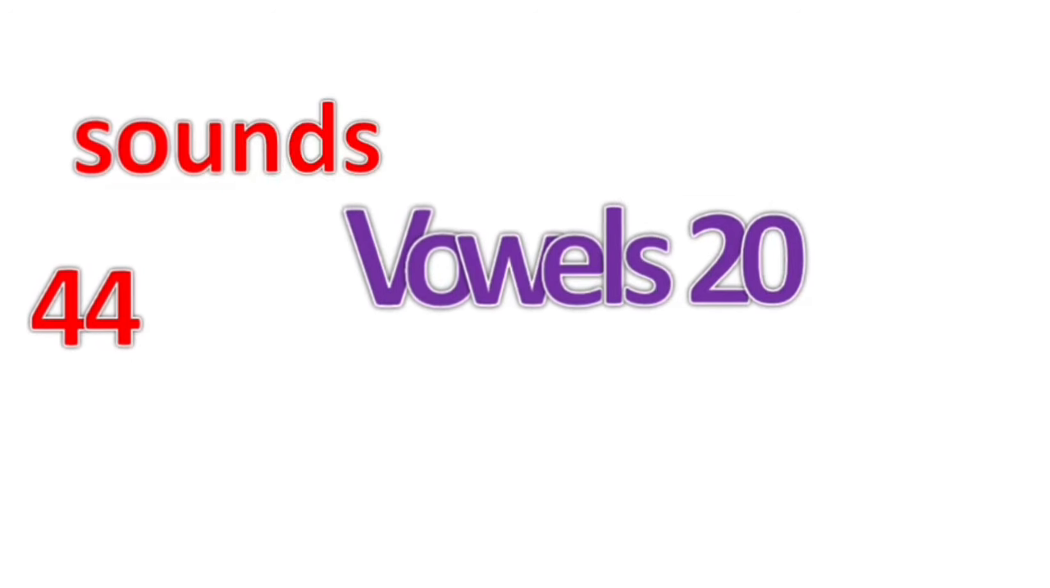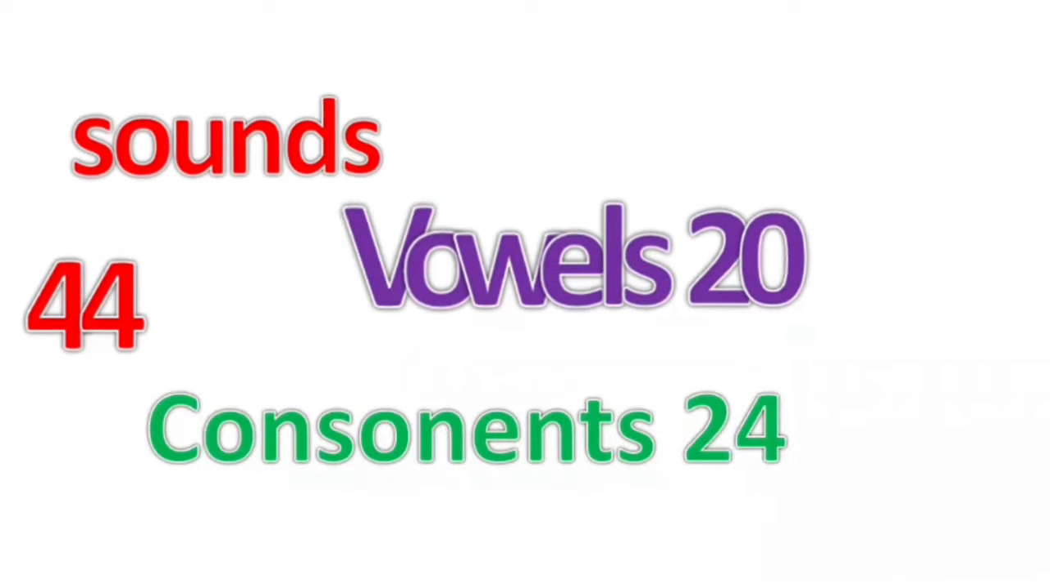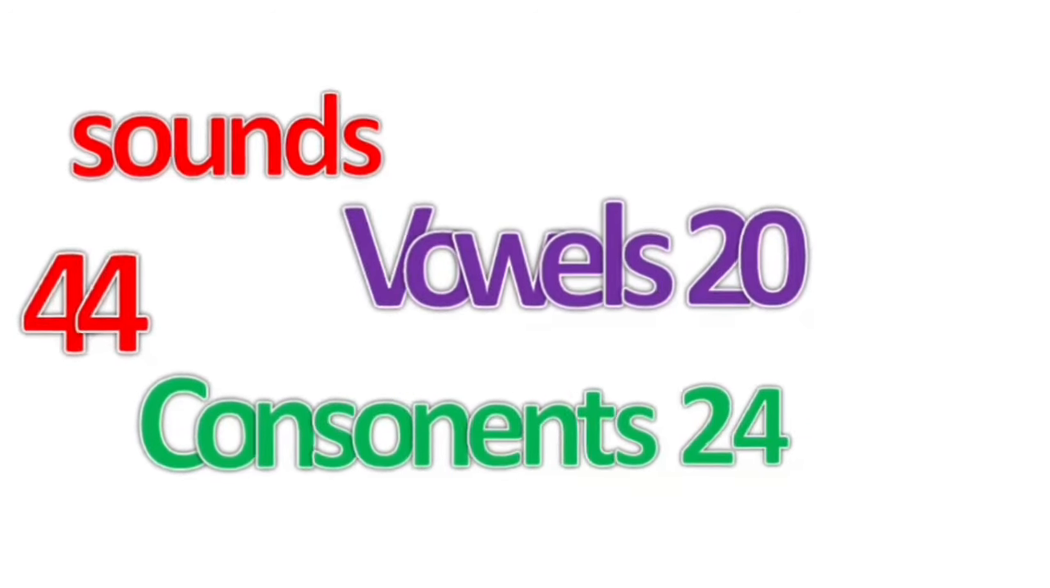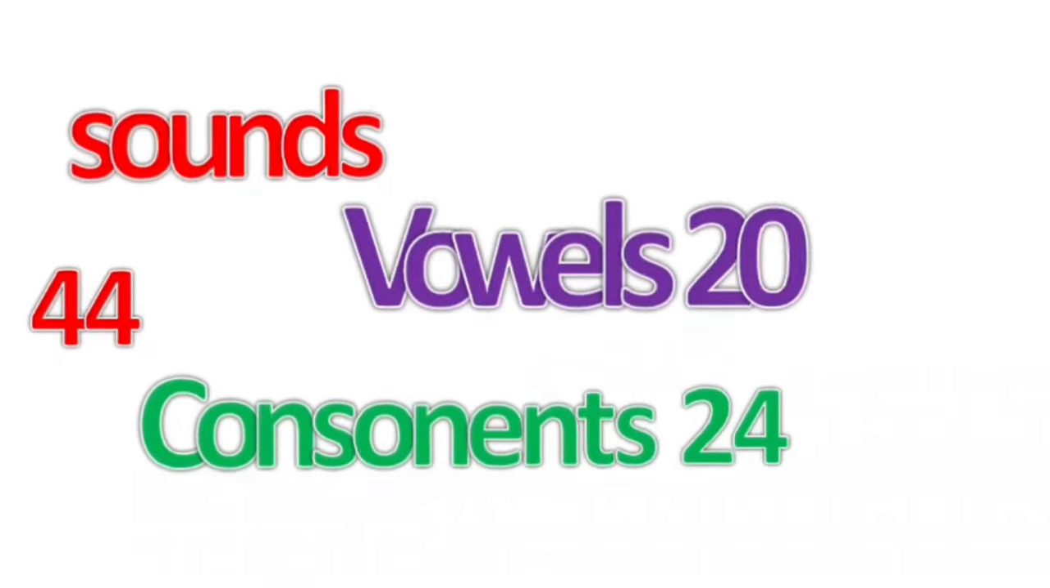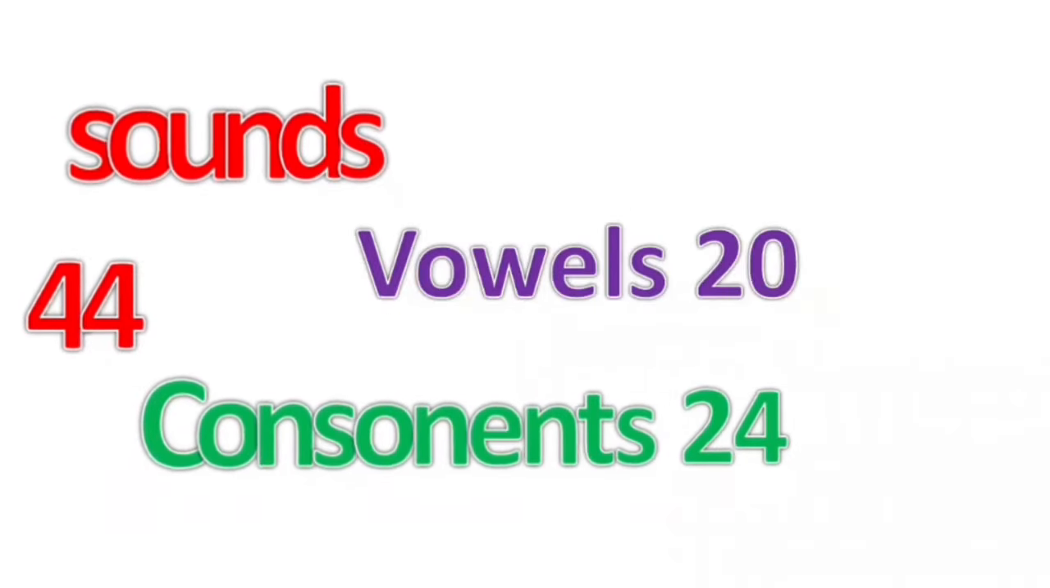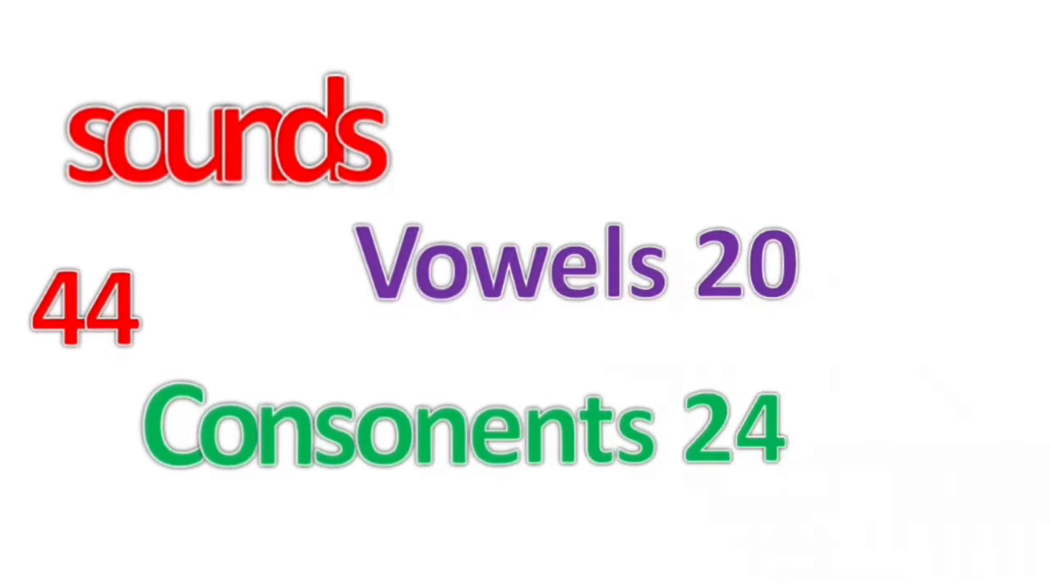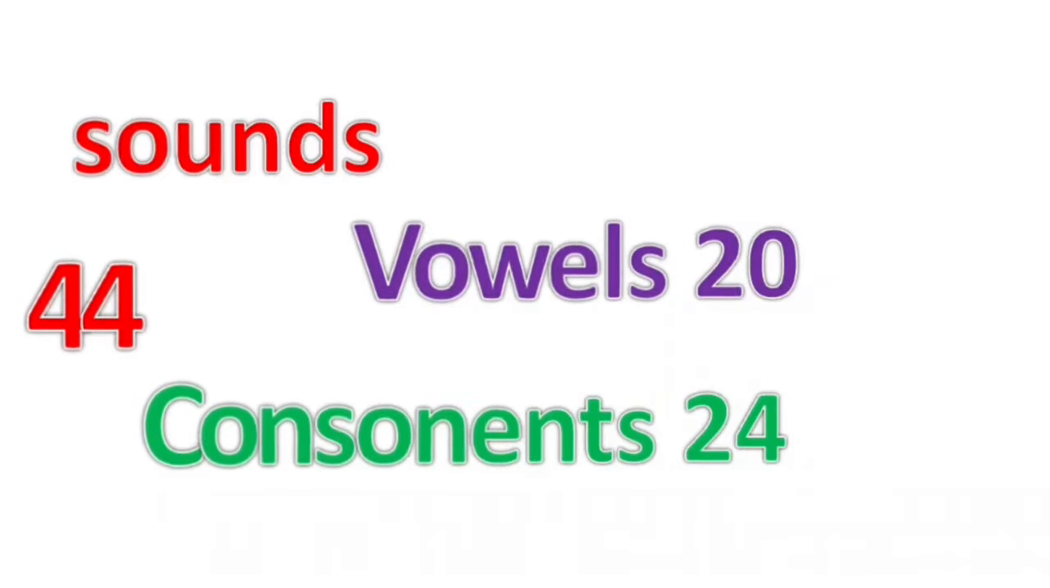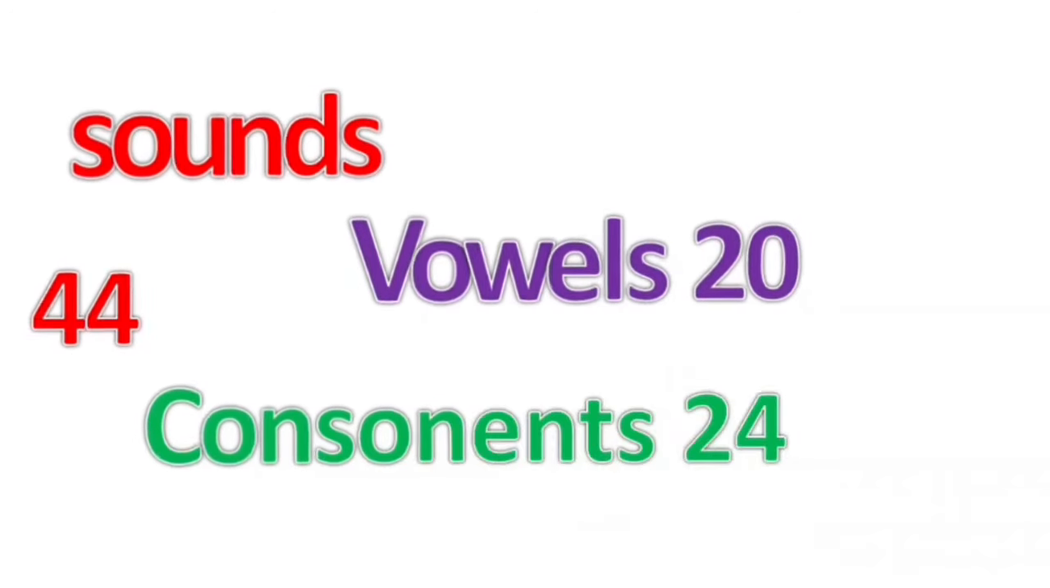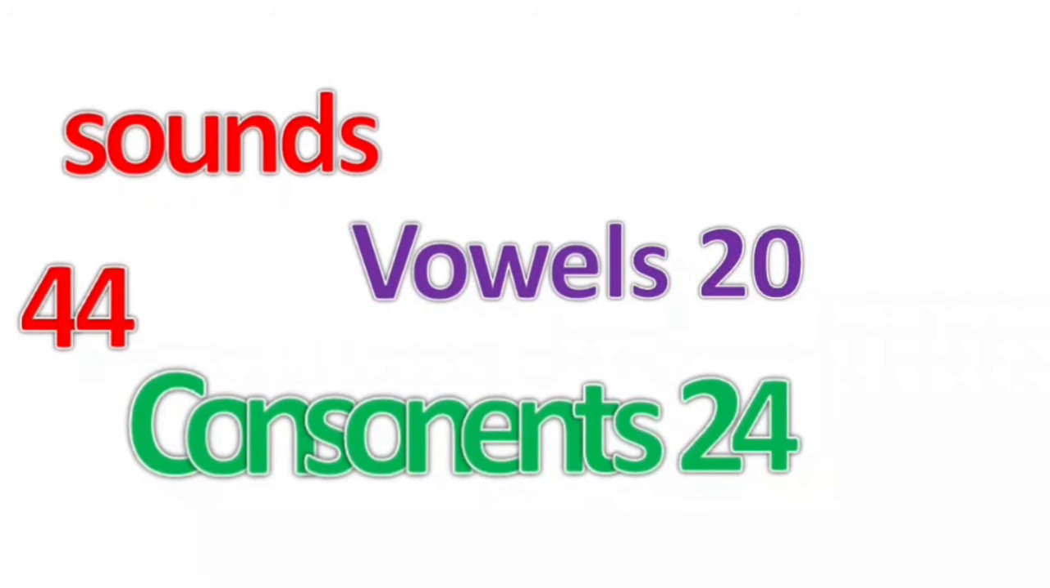There are 44 sounds in English. Of those, 20 are vowel sounds and 24 are consonant sounds. I am not talking about letters here, I am talking about sounds. Altogether, the English language has 44 sounds.